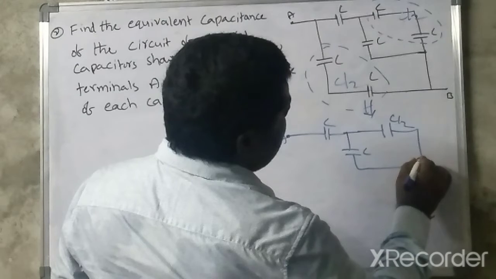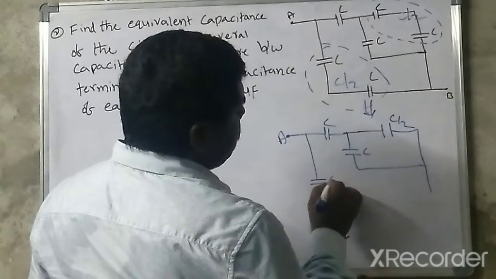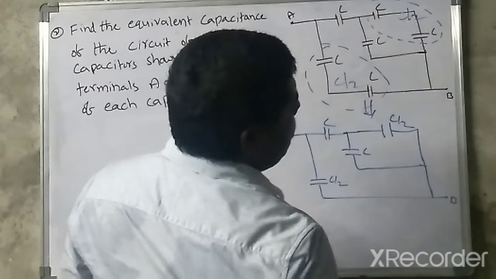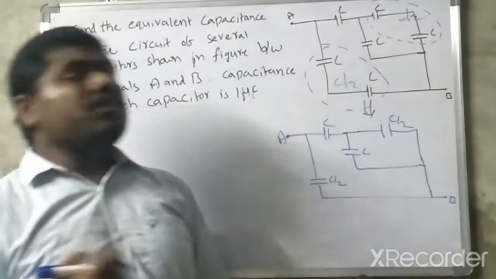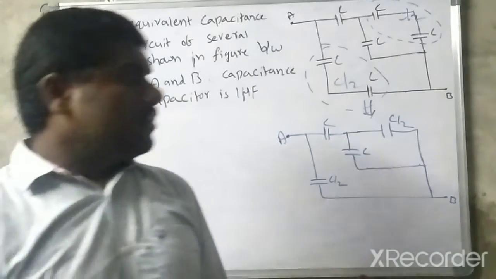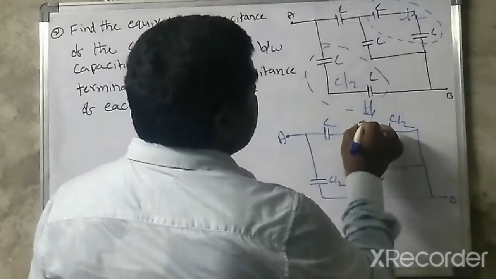So now here connecting like this. Now here this one also C by 2. Now here connecting B. So here again you may identify which capacitors are in series connection and which capacitors are in parallel connection.